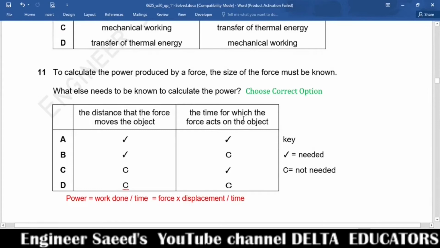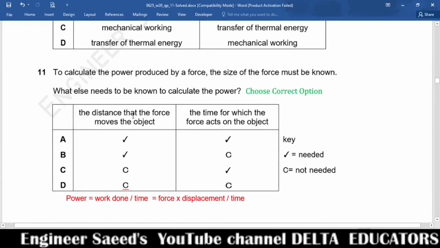Question number 11. To calculate the power produced by a force, the size of the force must be known. What else needs to be known to calculate the power? Power is defined as the rate of work done. Rate of work done means work done divided by time. Now work done is given as the product of force and displacement. So power will be equal to force into displacement divided by time. So in order to calculate power, other than force, we should know displacement or distance, and also we should know the time taken. Now we check the options.